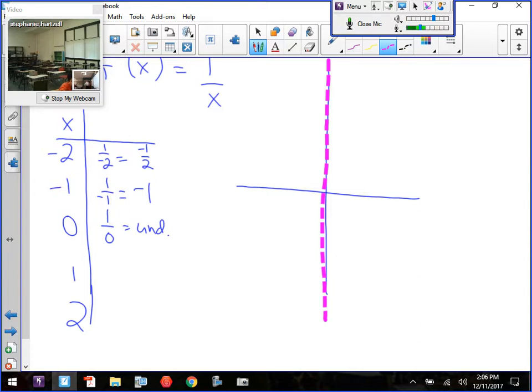And then you continue on. You get 1 divided by 1 and 1 divided by 2. Okay. And we've learned to plot these points.